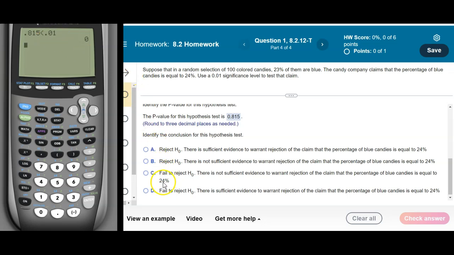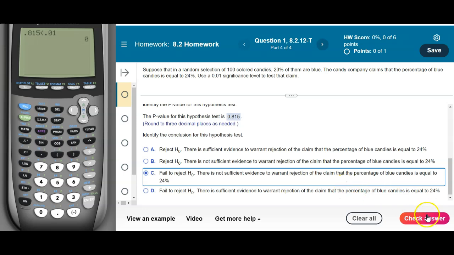It's going to be C or D. Why do we fail to reject? Because there is not sufficient evidence. We don't have evidence to reject the null.